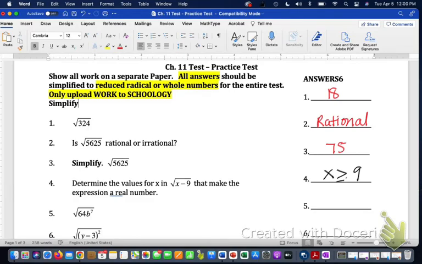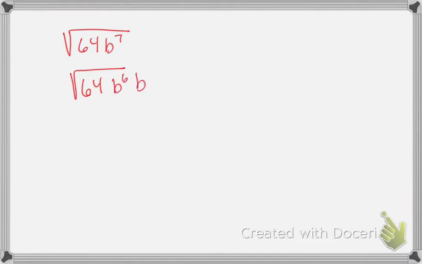Okay, so when I'm doing the square root of 64b to the 7th, I'm going to break that down. 64 b to the 7th gets broken down to 64, the closest even amount is b to the 6th, and rad b. The square root of 64 is 8. The square root of b to the 6th is b to the 3rd, and what's left under the radical is b. Now, would I use my absolute value?